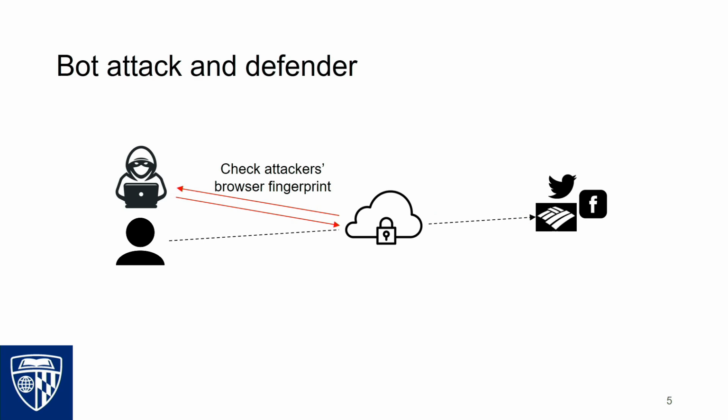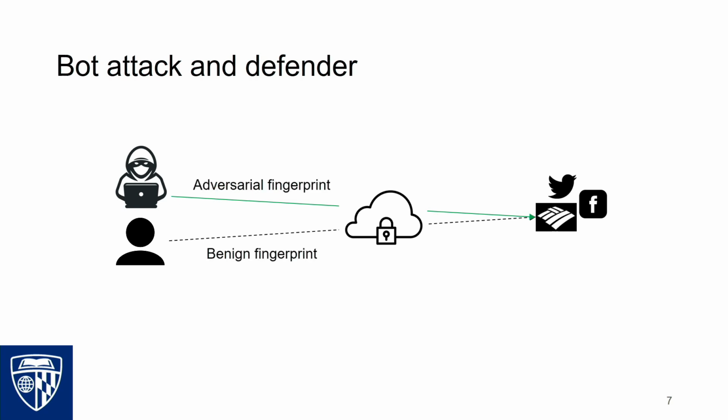To handle these situations, defense systems also improve themselves by including the browser fingerprint. At the same time, attackers improve their weapons to create fake fingerprints to bypass the defense system. In our paper, we define the fake browser fingerprint as the adversary fingerprint and the normal user fingerprint as the benign fingerprint.